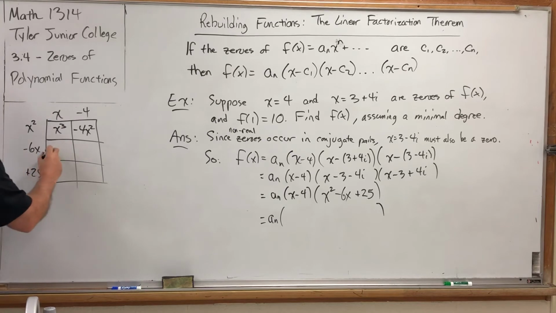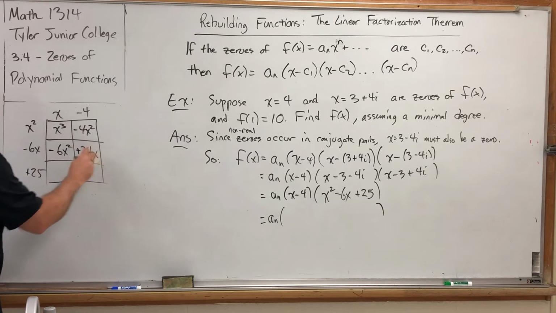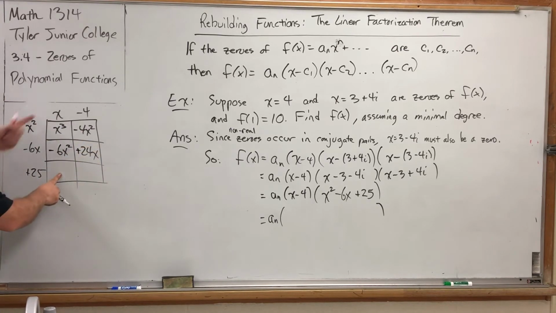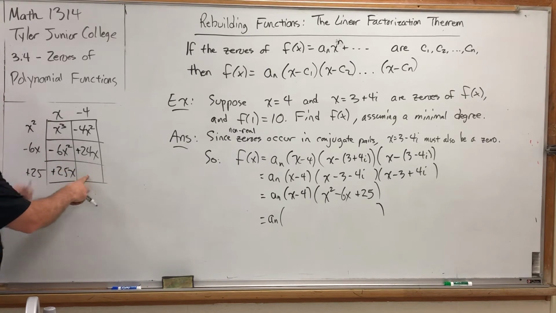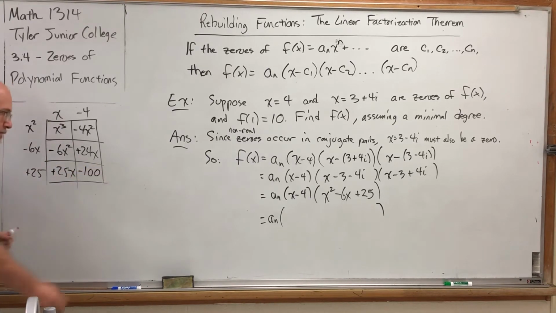Negative 6x times x is negative 6x squared. Negative 6x times negative 4 is positive 24x. Watch your signs. Positive 25 times x is positive 25x. And then positive 25 times negative 4 is negative 100.